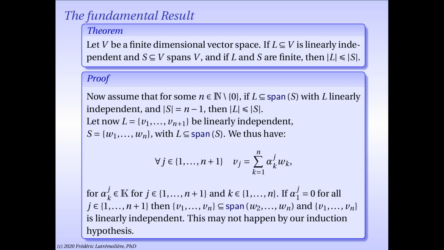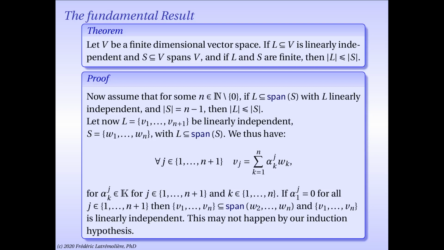Now, since the linear span of S consists of all the linear combinations of vectors in S, we must have that for any j between 1 and n plus 1, V sub j is a linear combination of vectors W1 to Wn. I write it as V sub j equals the sum for k equals 1 to n of alpha sub k superscript j times Wk, where the alphas are all scalars. In my notation, alpha superscript j subscript k means that it is a coefficient for Wk in the linear combination expressing V sub j.